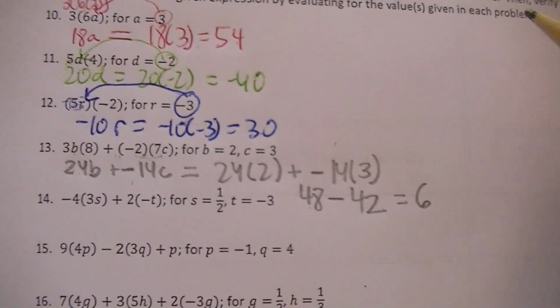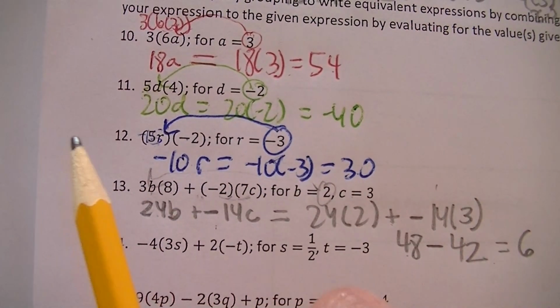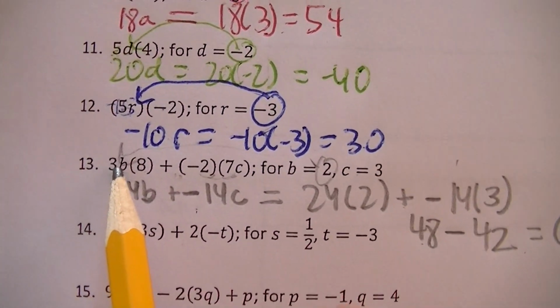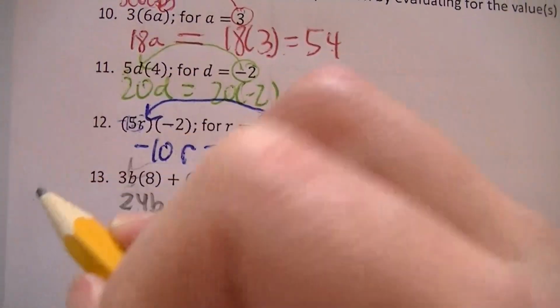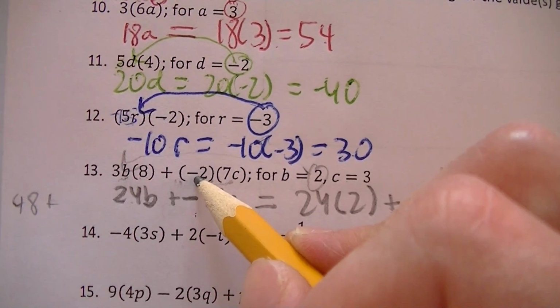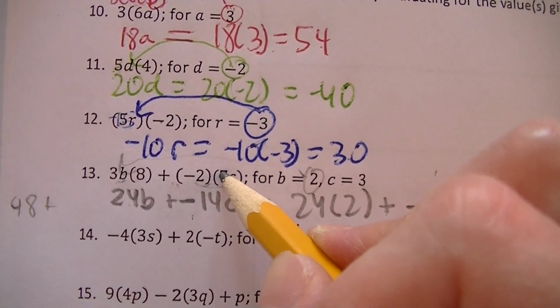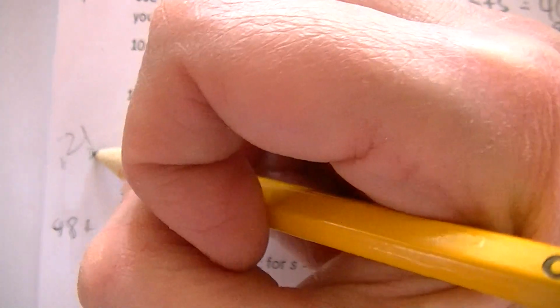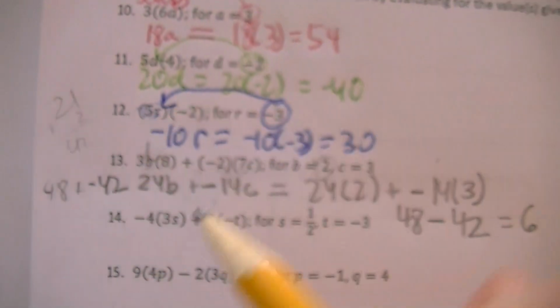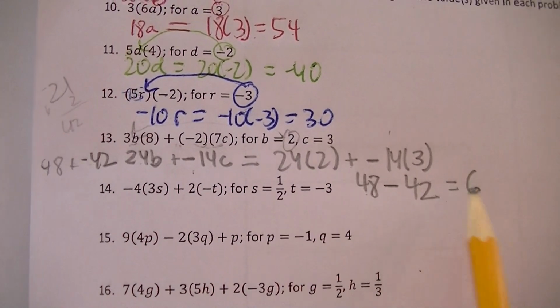Okay, let's go ahead and verify it. Put the 2 in over there. 3 times 2 is 6. 6 times 8 is 48. Plus negative 2 times 14 times c. So 3 times 7 is 21. Negative 2 times 21, so it's negative 42. And 48 plus a negative 42 is 6, just like we got.